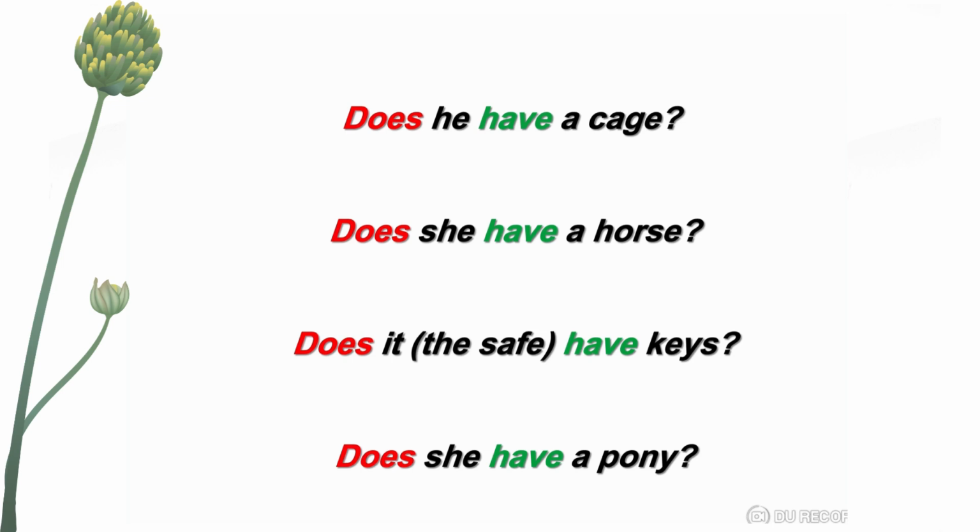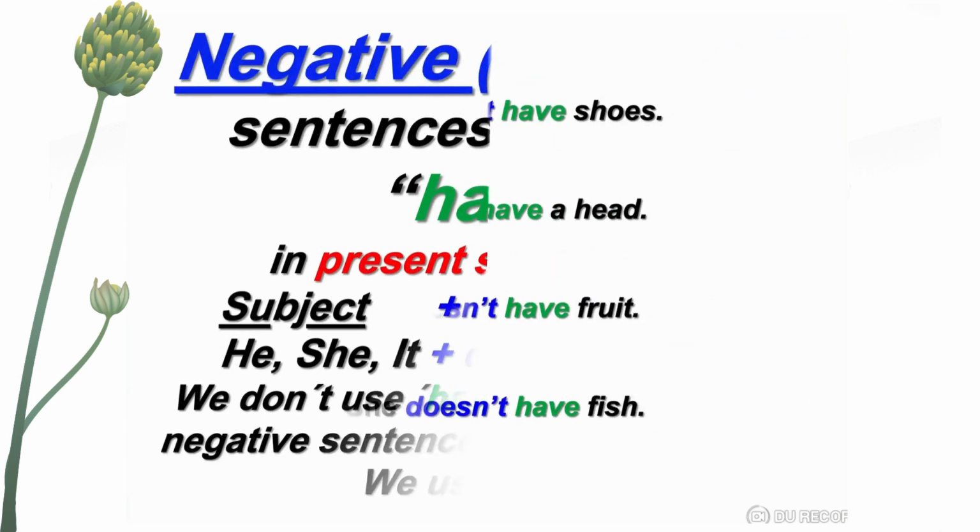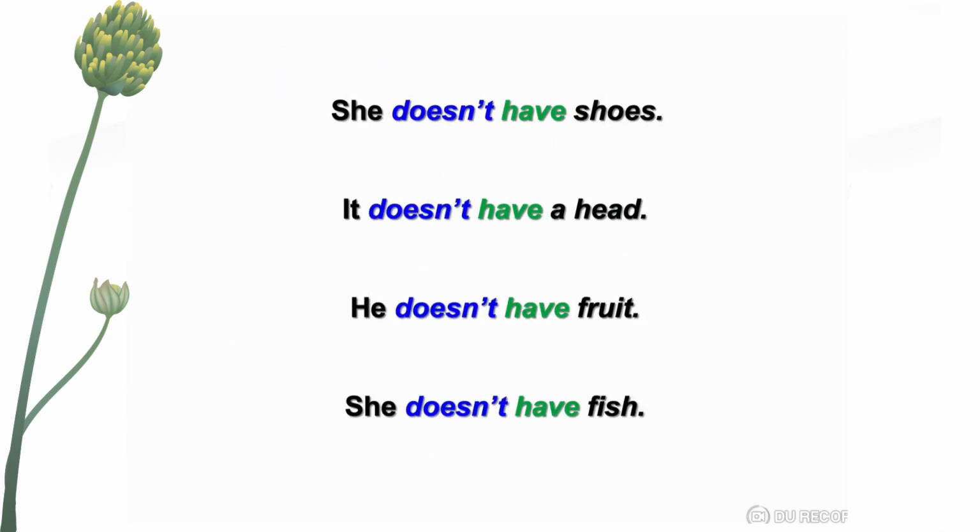Let's see more examples. Positive. He has a good voice. So he is a singer and he has a good voice. She has blue eyes. It, the animal, has a tail. So the animal has a tail. He has a strong body. Let's continue. Negative form. She doesn't have shoes.